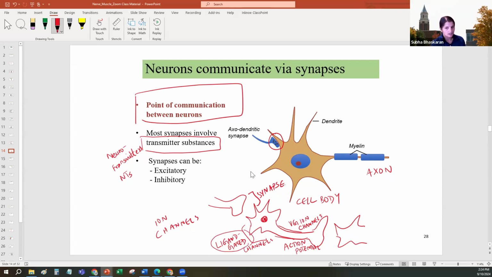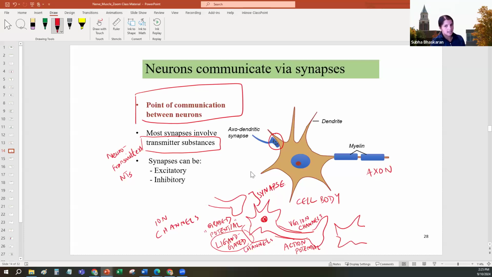Ligand gated, any takers on what potential would that be called? It starts with the letter G. Graded potential, okay? Yes, graded, local, electrotonic, all of those are different names. So graded potential, all dendrites look like this. So they are receiving what? They're receiving the stimulus from another axon, yes or no?